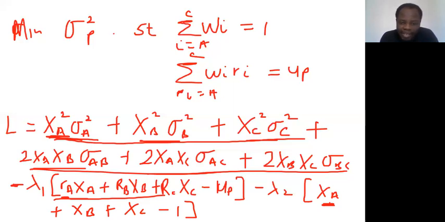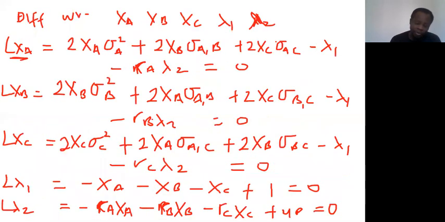Now, when you look at the sixth component, you have 2xBxC, right? So when I differentiate with respect to B, I'm going to have 2xC covariance of BC. Now, when I come to minus lambda one, when I differentiate with respect to B, I'm going to have minus B lambda one. And when I differentiate the other one, I'm going to have minus lambda 2. And that is exactly the same thing that we've got in here, which is also the same as this one. So the third one also looks at differentiating with respect to xC.